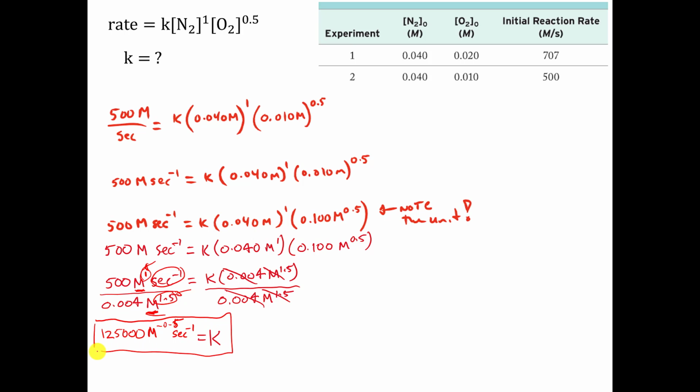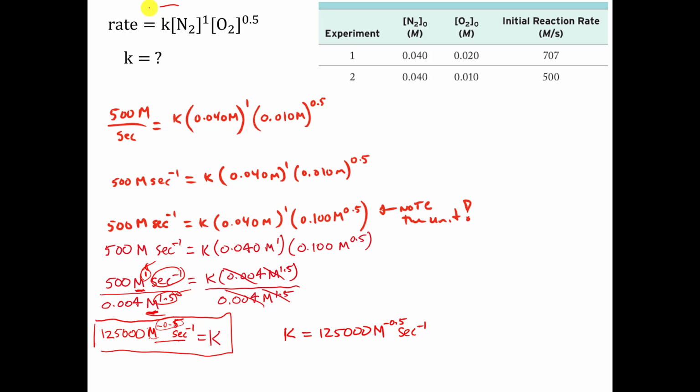It's 125,000 with these really weird units. Molar to the negative 0.5 and also seconds to the negative 1. Those negatives basically just mean that the molar unit and the second unit are in the denominator. The 0.5 here means square root of molarity. But you can leave it like this. This is basically the answer. The rate constant is 125,000 molar to the negative 0.5 seconds to the negative 1.